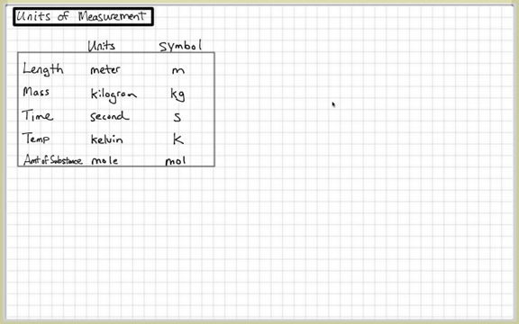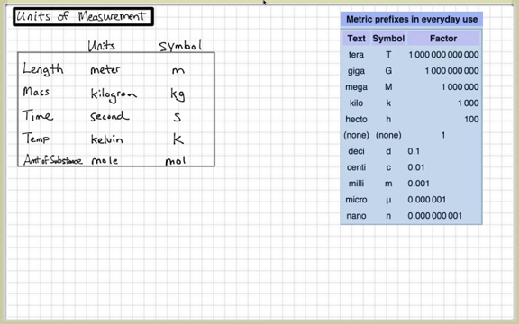In addition, you should commit to memory these metric prefixes that are used to modify the SI units and their associated factors. So in other words, the factors which show how much each particular prefix modifies the SI unit.